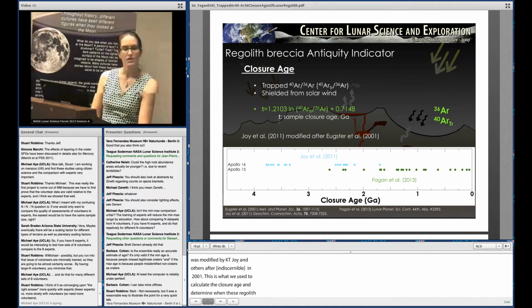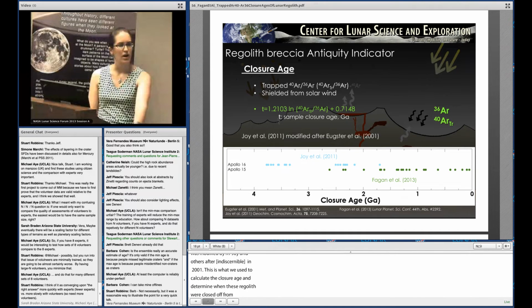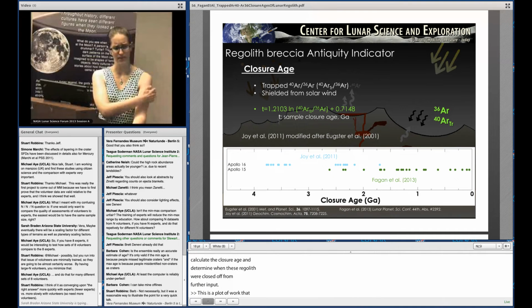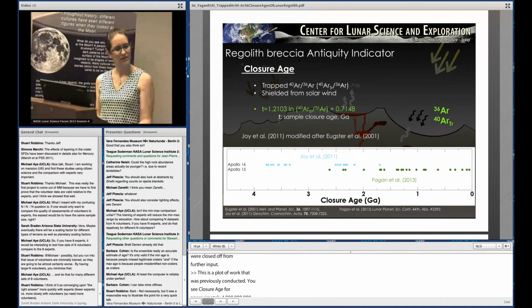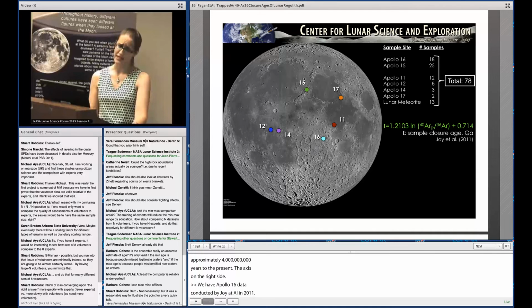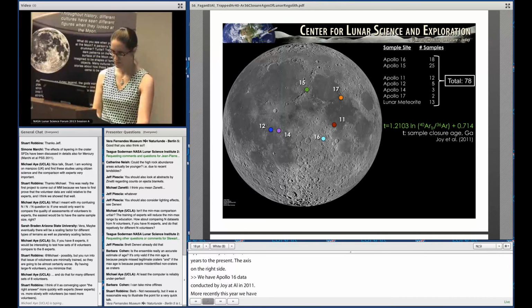So here I show a plot of some work that has been previously conducted. On the x-axis, you see closure age from approximately 4 billion years up to present. On the right side, we have Apollo 16 data, which was conducted by Joy et al. in 2011. These are the Apollo 16 regolith breccias. And then more recently, for LPSC this year, we examined 25 of the Apollo 15 regolith breccias.